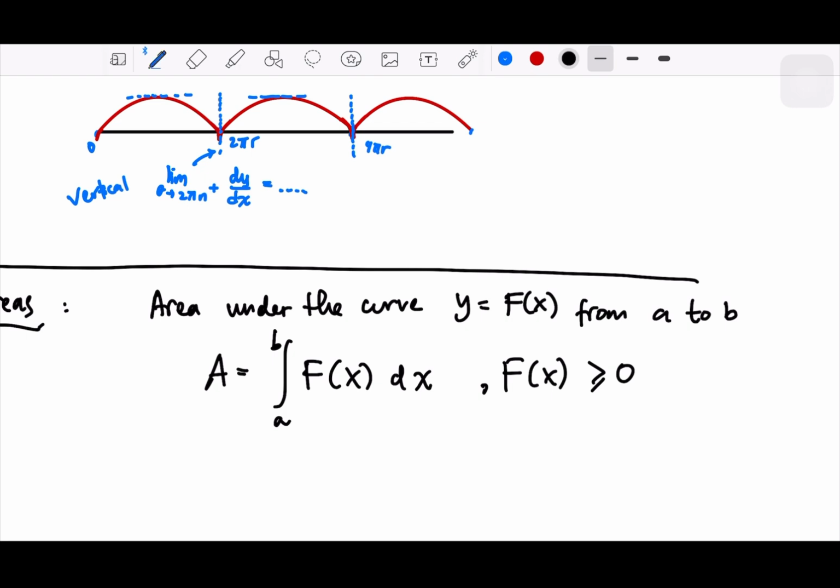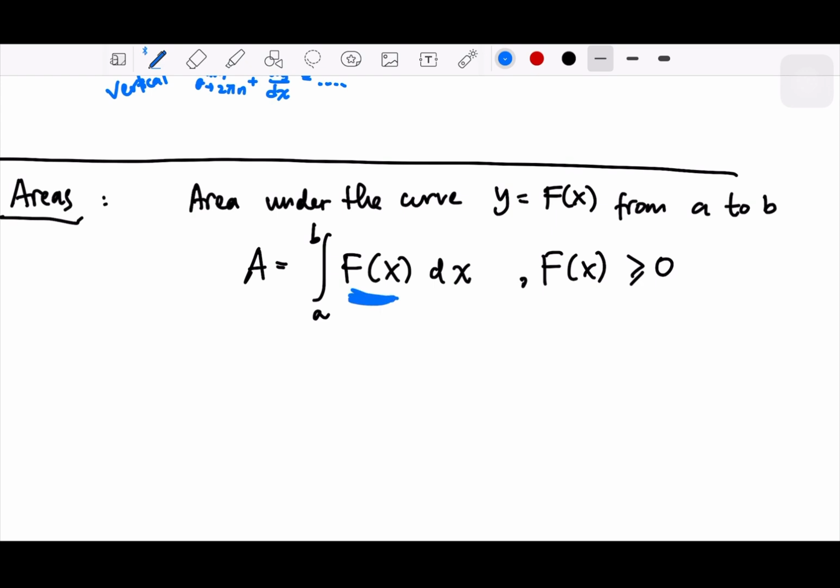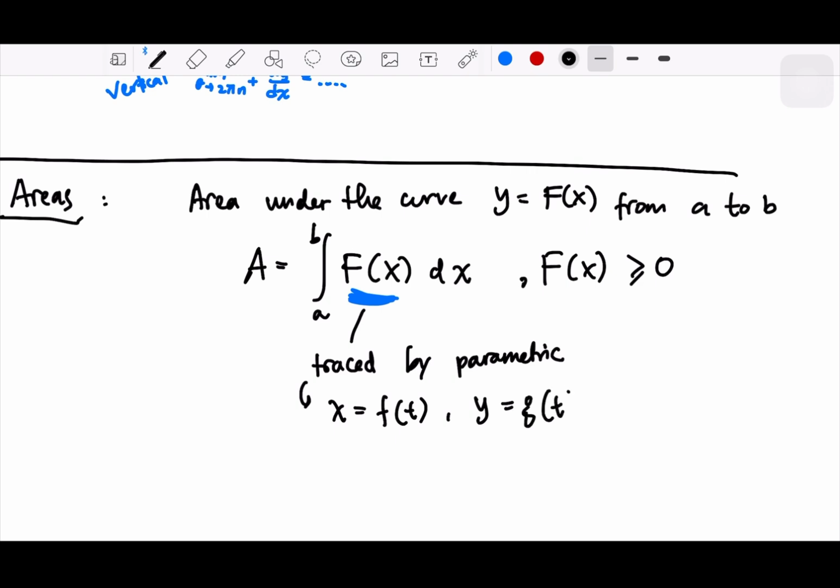Okay, if we can make these functions here into a parametric, okay, we traced by parametric. Let's say we can have x as, let me just write the same terms. X is function of t and y also the same, different function. And we have alpha as our initial t, and beta as the terminal point.